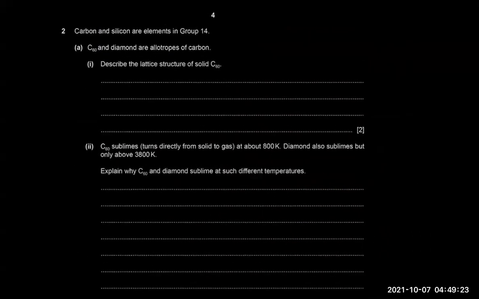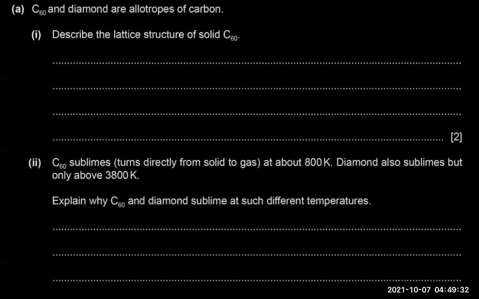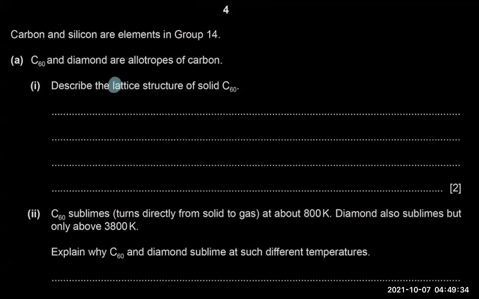All right. Carbon and silicon are atoms in group 14. C60 and diamond are allotropes of carbon. Describe the lattice structure of solid C60. So first of all, any solid is a lattice. What kind of lattice is C60? Its molecular formula.